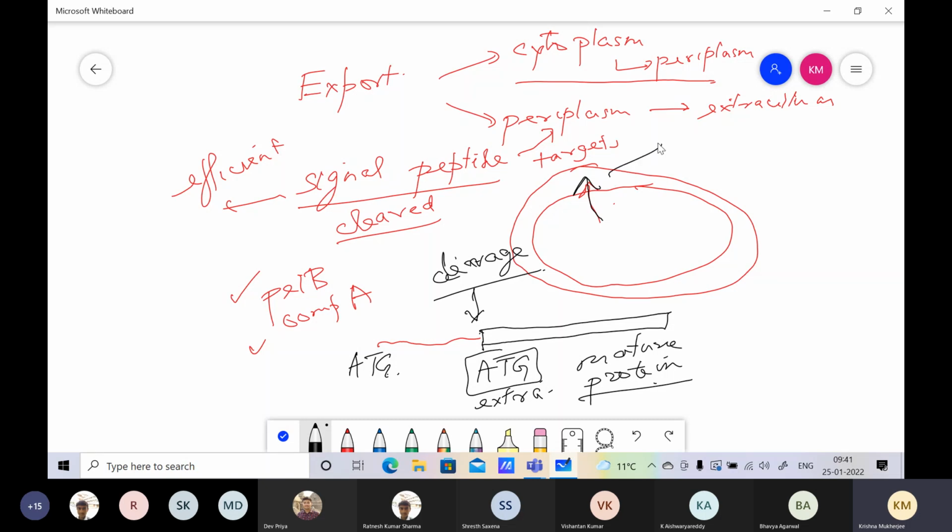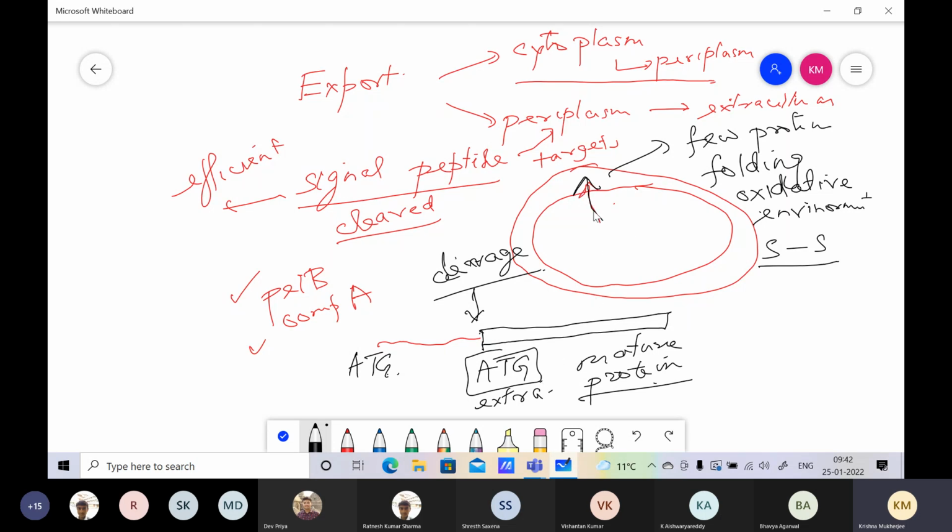Secondly, periplasm, of course, gives a much cleaner environment, with very few proteins, so your purification is better. And because there are few proteins, folding is much better, and the appropriate oxidative environment is there, which also means that the disulfide linkages take place properly. The S-S bonds form much better. So there are a series of advantages of pushing it to the periplasm: proper folding, removal of ATG, and of course fewer proteins, so easier purification.